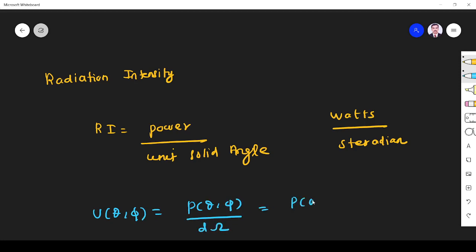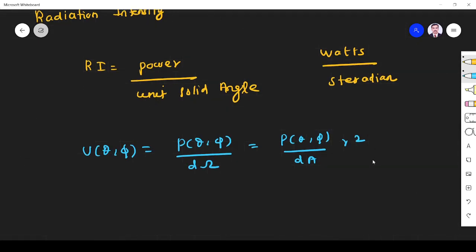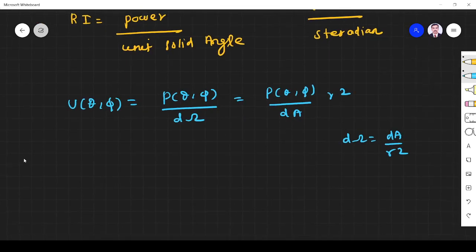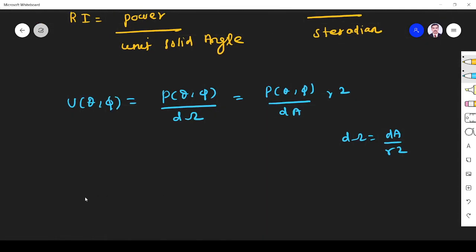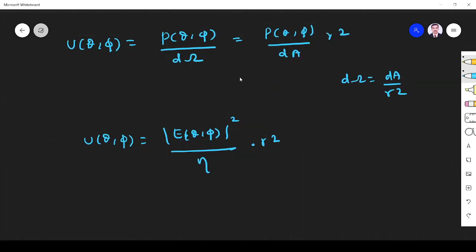So solid angle I can write as dA, area, by r squared, distance. So d omega is dA by r squared. Radiation intensity U theta phi in terms of power, and radiation intensity in terms of electric field is E theta phi squared by eta into r squared. So this is the radiation pattern in terms of power and in terms of electric field.